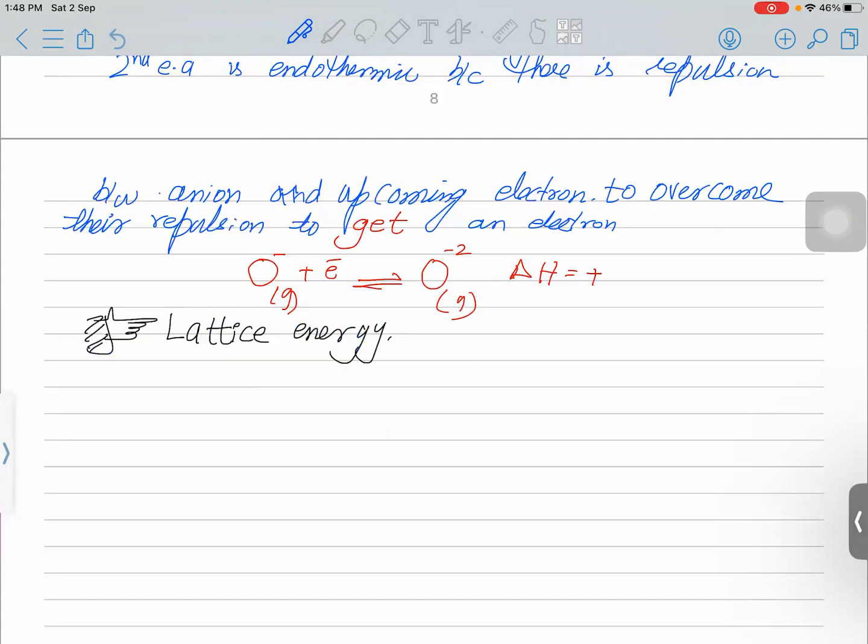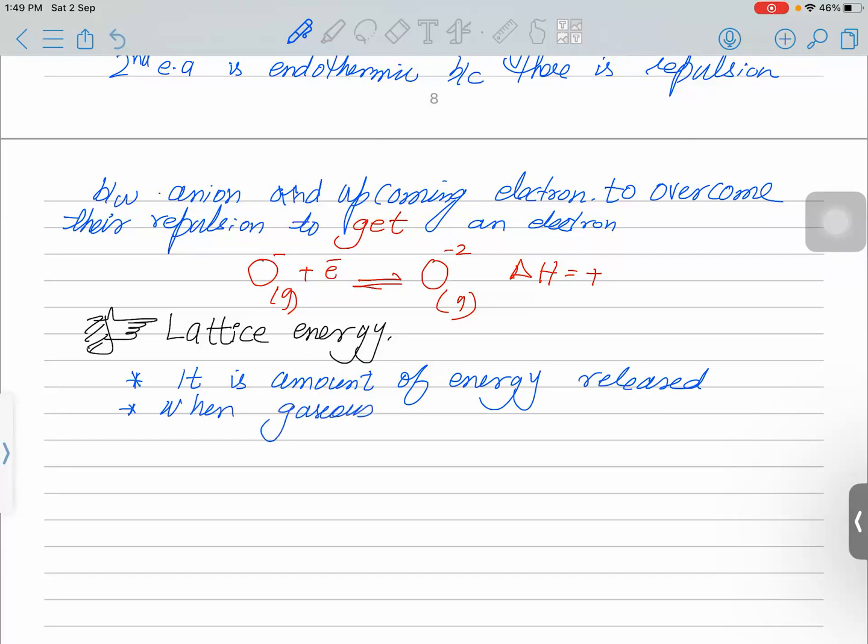Next is lattice energy. It is the amount of energy released when gaseous ions, cation and anion, combine to form a solid ionic compound.